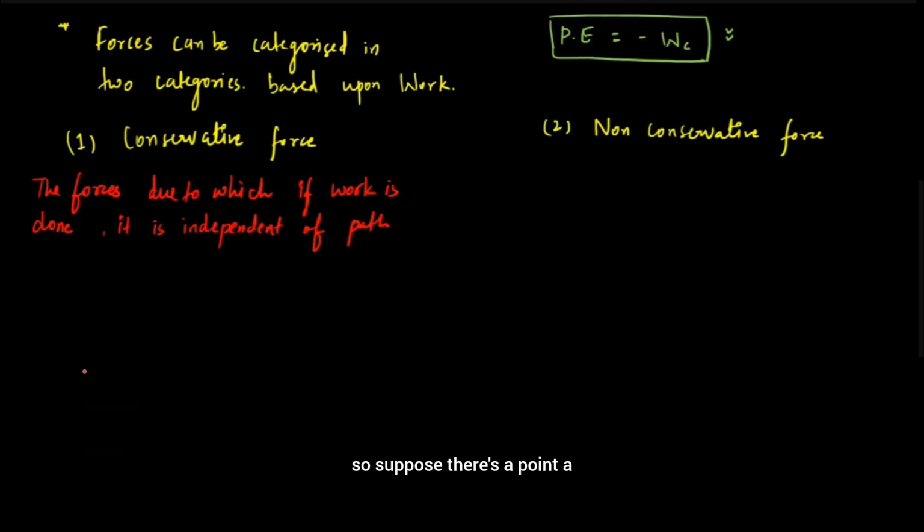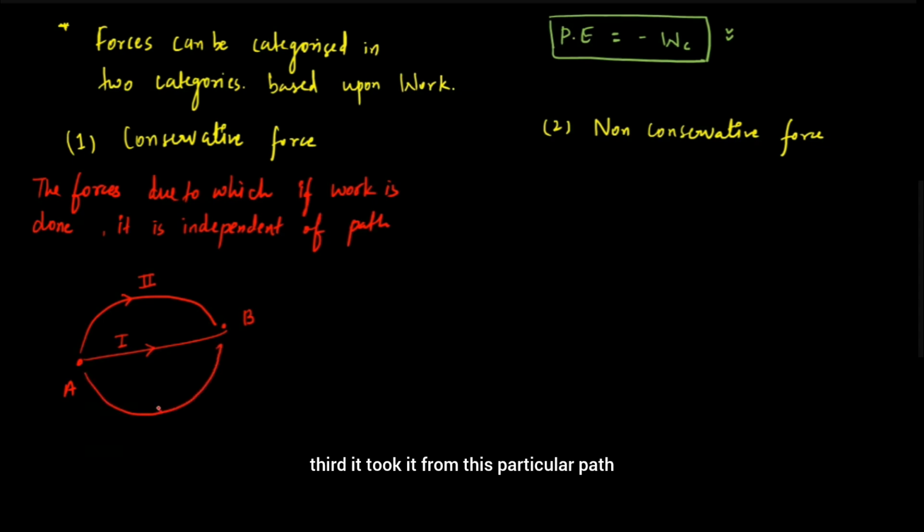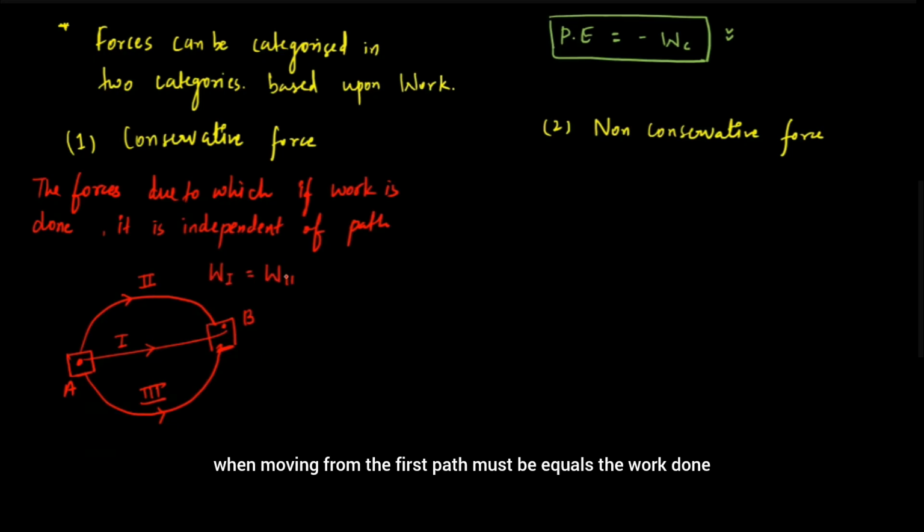Suppose there's a point A, there's a point B, and the force is acting in such a way that first it took the body along this particular path, second along this particular path, third along this particular path. If the force acting on this body is a conservative force, then the work done is independent of the path followed. So we can simply say that the work done while moving along the first path must equal the work done along the second path, which must equal the work done along the third path.